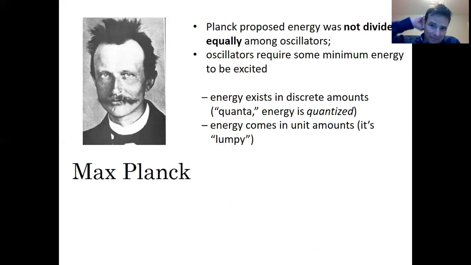So if Rayleigh-Jeans was based on an assumption that the energy was divided equally, Planck said, well, why don't I just make an assumption that they're not divided equally? How would that happen? Well, one way that might happen is to say that oscillators require some minimum energy to be excited. I don't get to just divide them all up because there's some minimum amount of energy that some of these oscillators have to have.